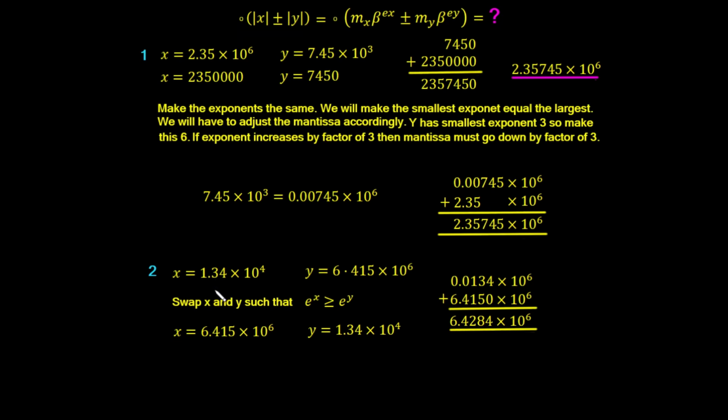So what we can do in order to reuse that one piece of circuitry is just swap the values for our x and y. So that is, we want to ensure that the exponent for x is always greater than or equal to the exponent for y.